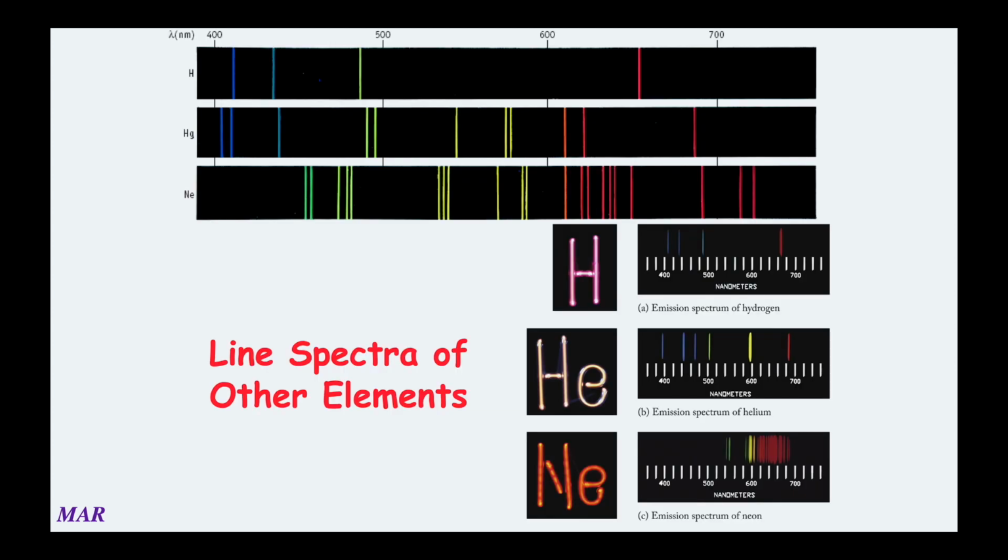Again, every element has its own fingerprint. So the top one up here on the left is hydrogen. Here's mercury.